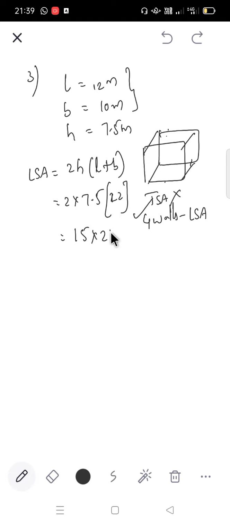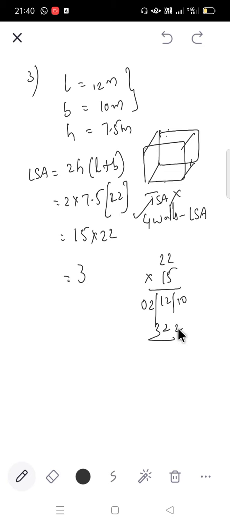Okay. 2 into 7.5 means here 15 into 22. Using Vedic Maths, I am doing the multiplication. 12, 10, 2, 2, 3, 322. 3 to 0. See here children, 0, 2 plus 1, 3, 2 plus 1, 3. 330 meter square is the LSA of the 4 walls. The given LBH, you need to find out LSA using the formula.